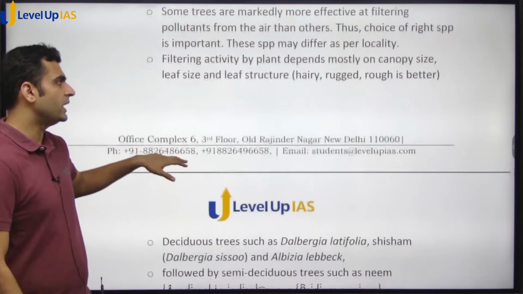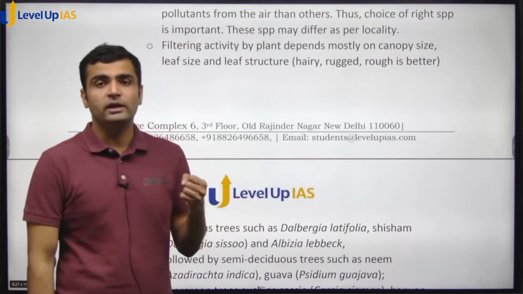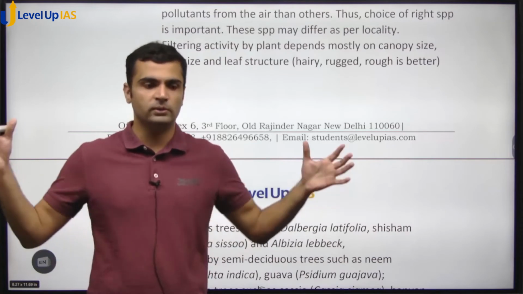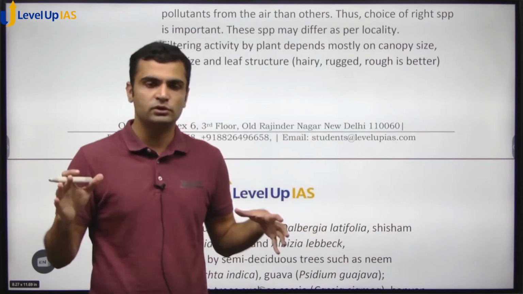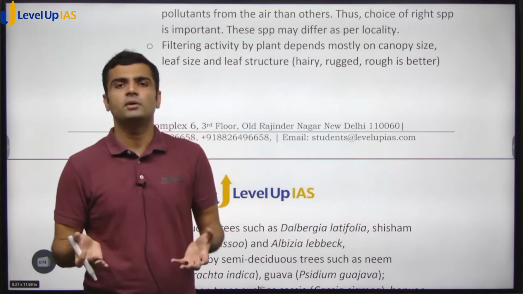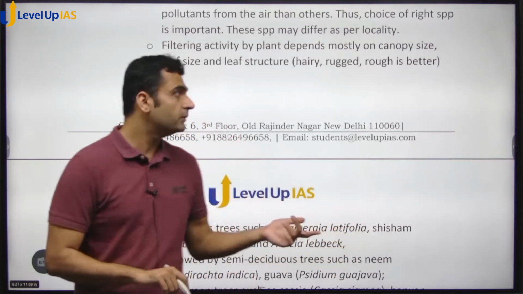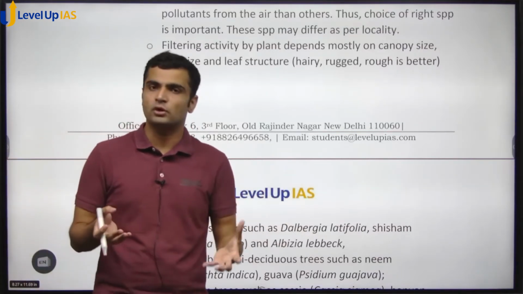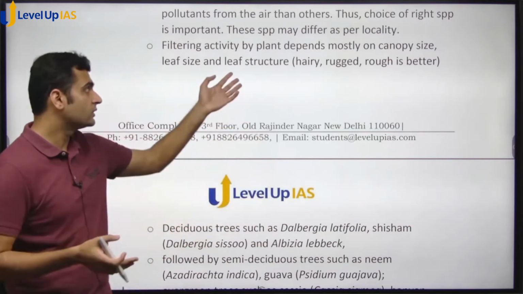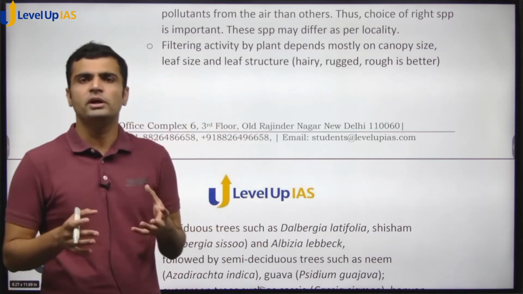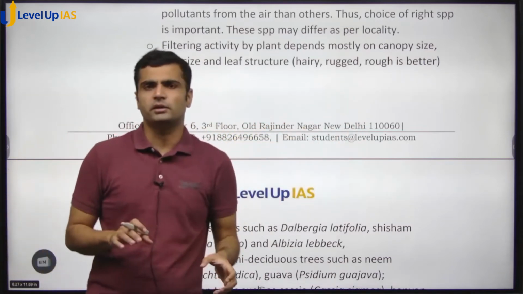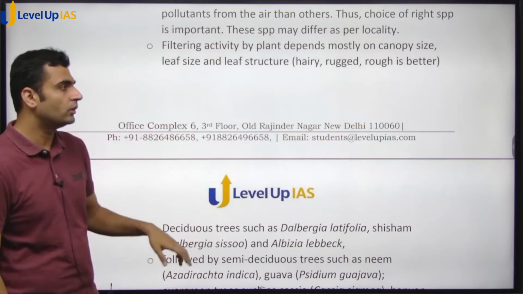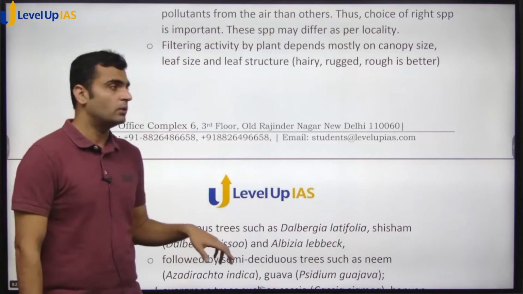Now, filtering activity by plant depends mostly on canopy size. Bigger the canopy, better the filtration, because it will have more leaves, it will stop more air in its path, it will stop more water in its path, it has more filtering power. One, canopy size. Second, leaf size. Bigger the leaf, more the ability to absorb and act as filter. And structure. So, hairy leaves or broad leaves or rugged rough leaves, they are better. That is why pine etc. are better for filtering out pollutants.